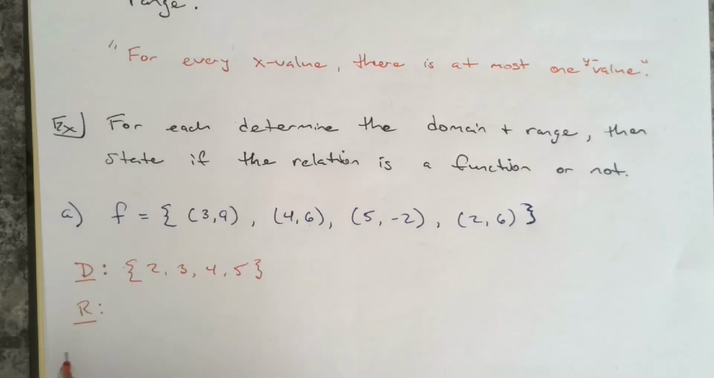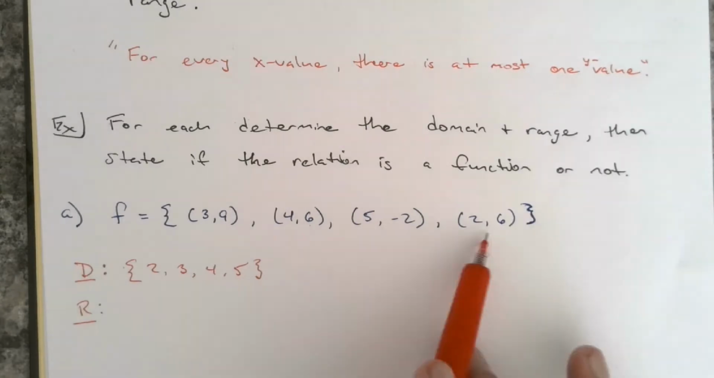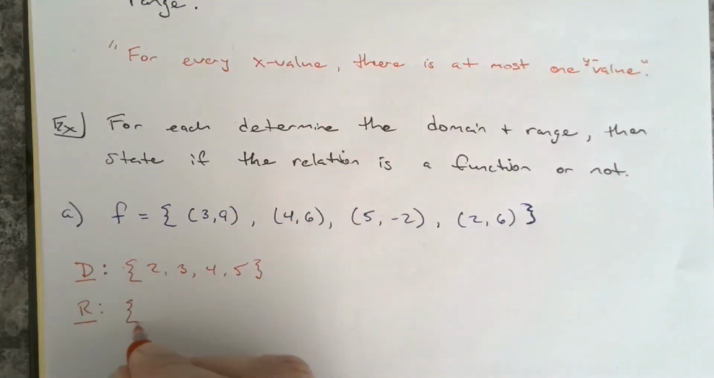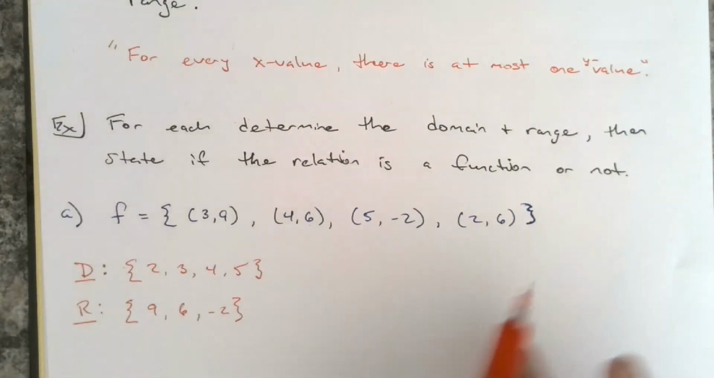The range, remember, is the y values. The y values here are 9, 6, -2, and we have 6 again. We don't typically list it twice, right? So you want to list these 9, 6, -2. If it occurs more than once, you only list it once when you're listing these sets.